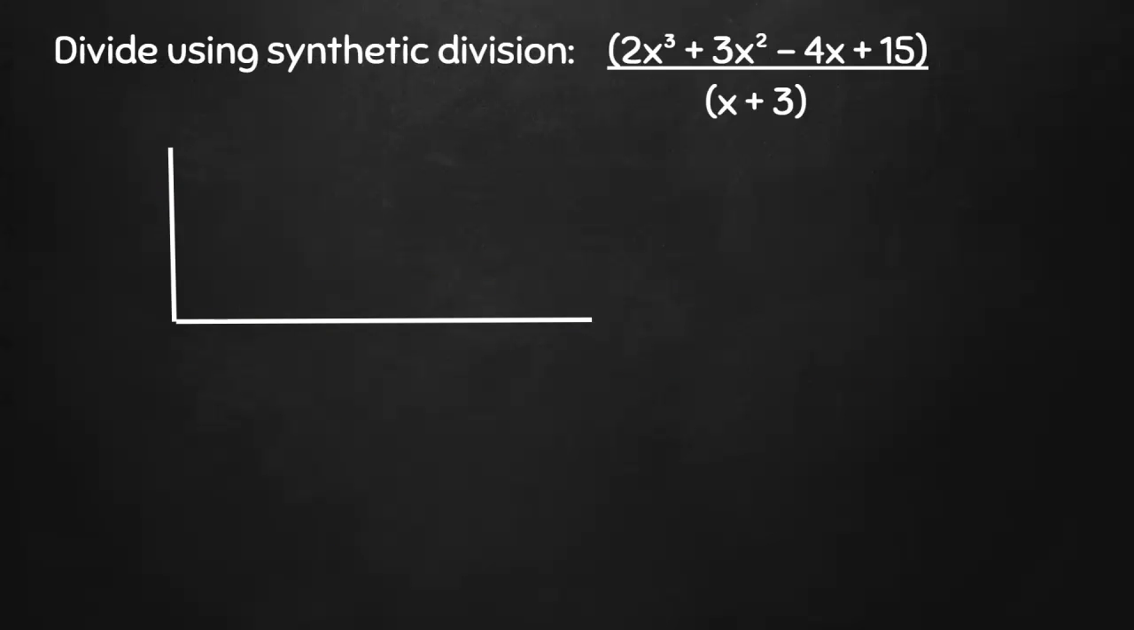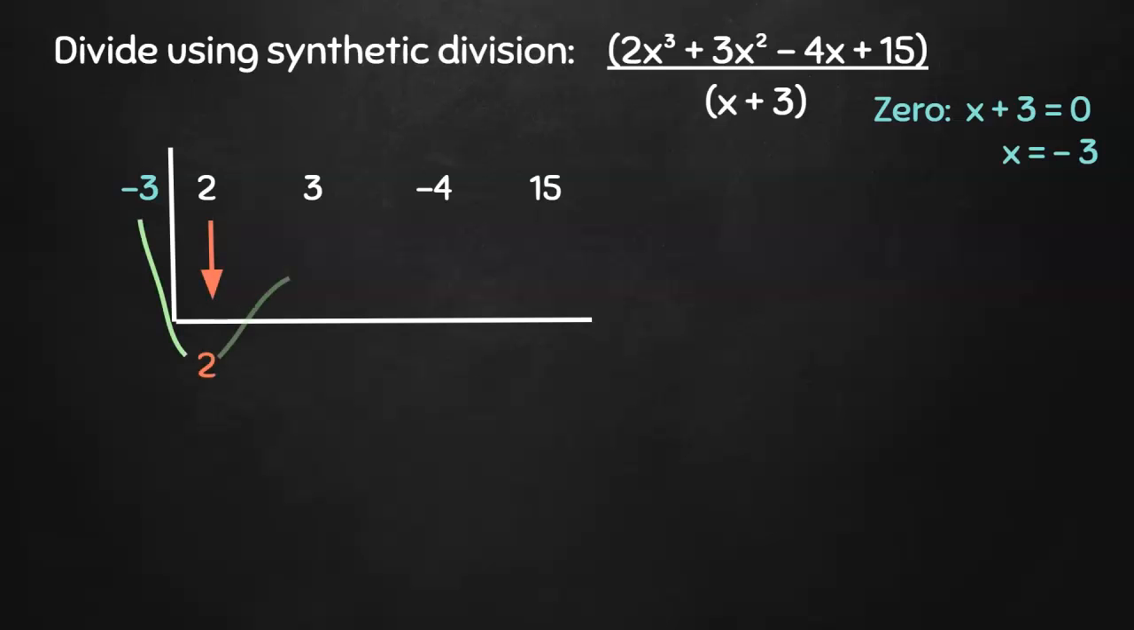In this question, again, we're going to find out what the zero is of our divisor, which is going to be a negative 3. So I'm going to put that on the outside. I'm going to write all my coefficients, so 2, 3, negative 4, and 15. And again, you're going to add going down. So drop that 2, and you're going to multiply negative 3 times 2, and then write negative 6 underneath the coefficient that follows. So keep repeating this pattern.